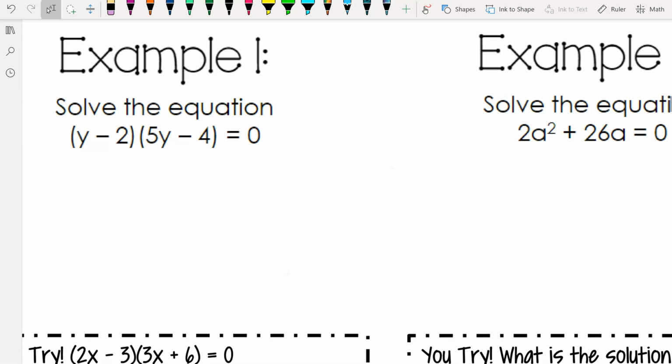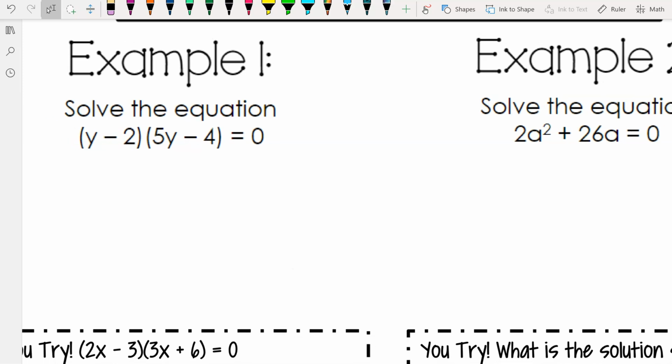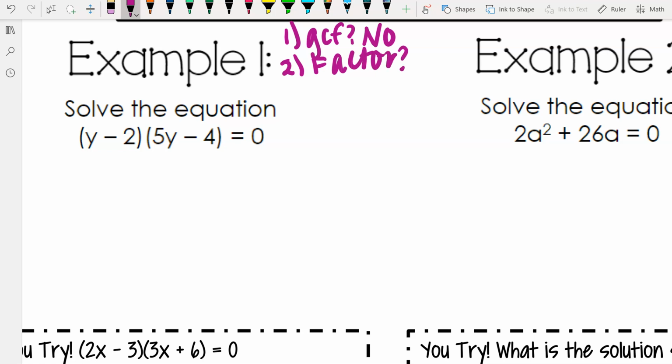So example 1, okay, solve the equation. We have y minus 2 times 5y minus 4. So whenever we've done factoring before, if it's not already factored, we say, do we have a GCF? Okay, so it looks like y minus 2 and 5y minus 4. Those are factored pretty nicely. There's no GCF. And then you would ask yourself, okay, if I don't have a GCF, can I factor any more? Okay, am I done factoring? And here, there's no more factoring that needs done.